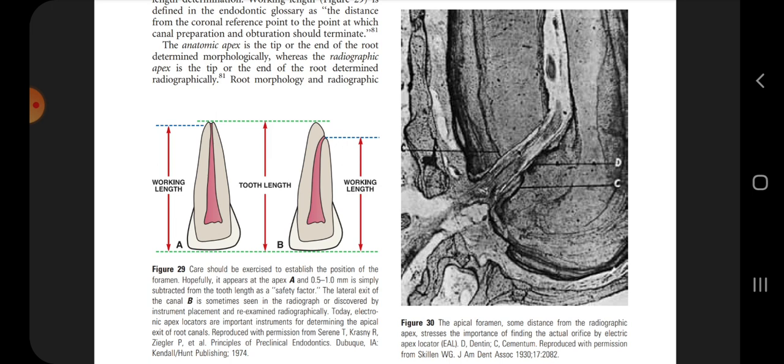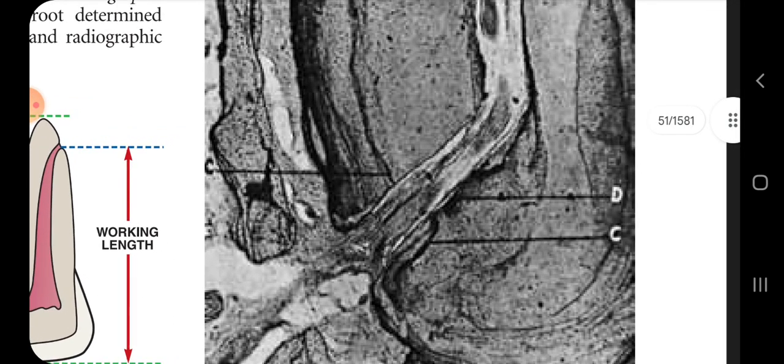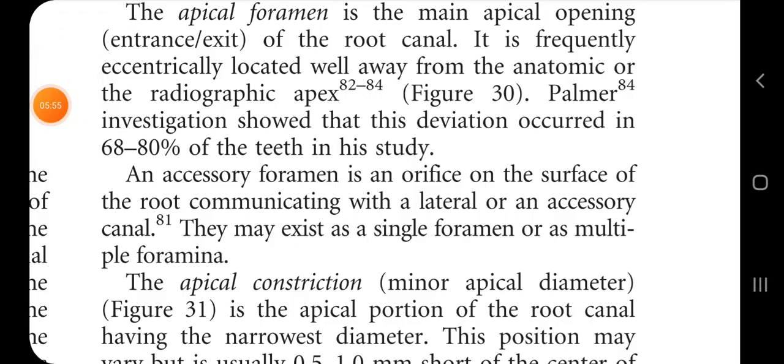Here D indicates dentin and C indicates cementum. You can see the apical foramen. Palmer's investigation showed that this deviation occurred in 68 to 80% of the teeth in his study.